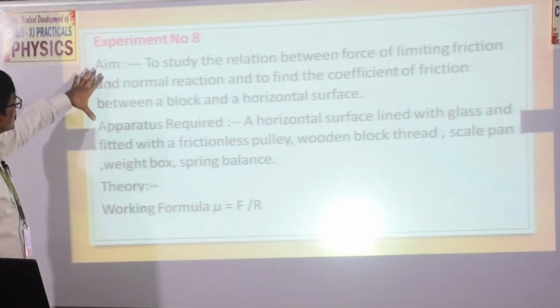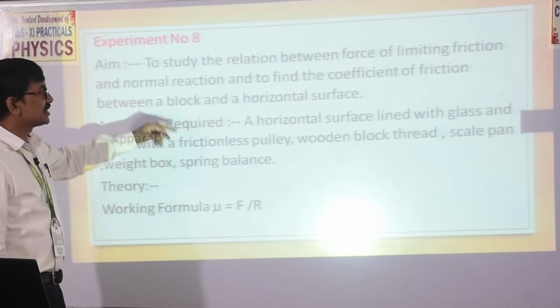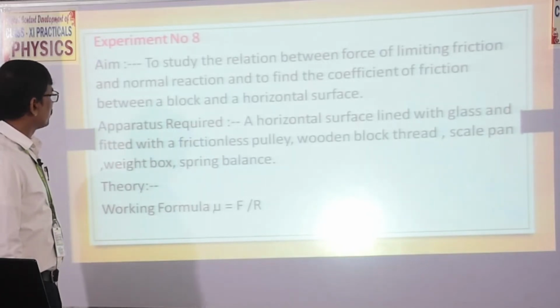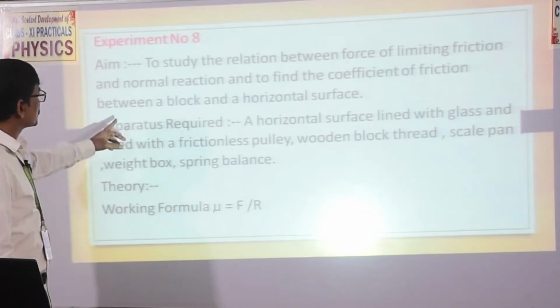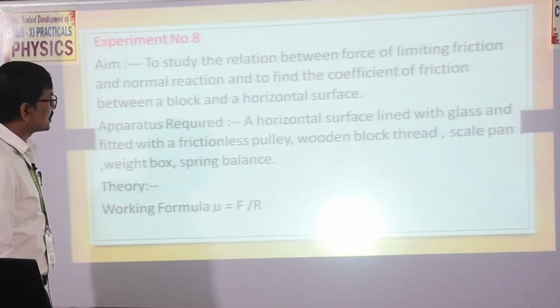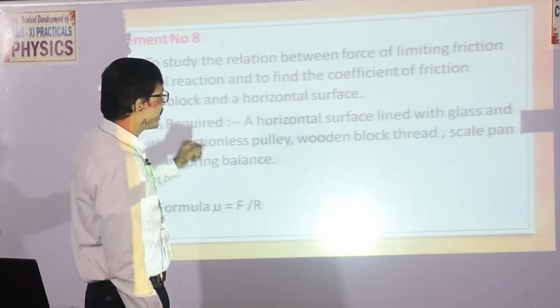Okay, now we discuss our experiment number 8, the experiment to study the relation between the force of limiting friction and normal reaction, and to find the coefficient of friction between a block and a horizontal surface. First, we have to know what limiting friction and normal reaction are.